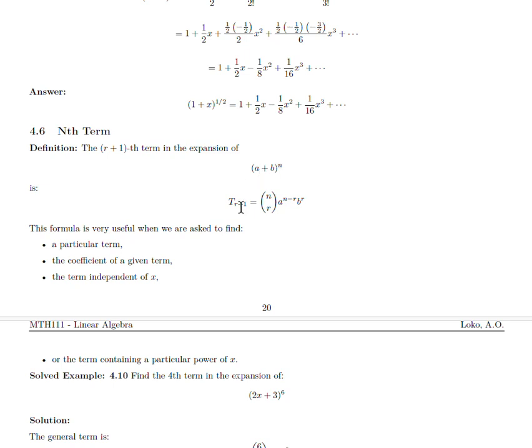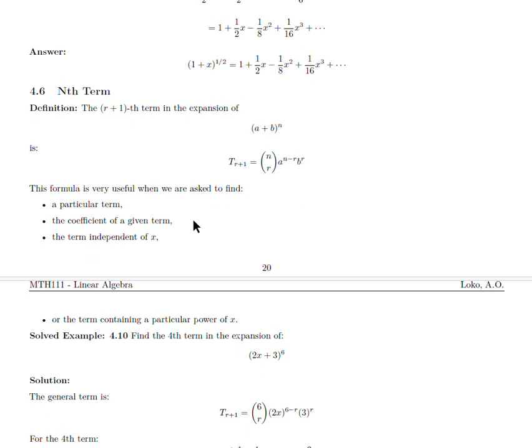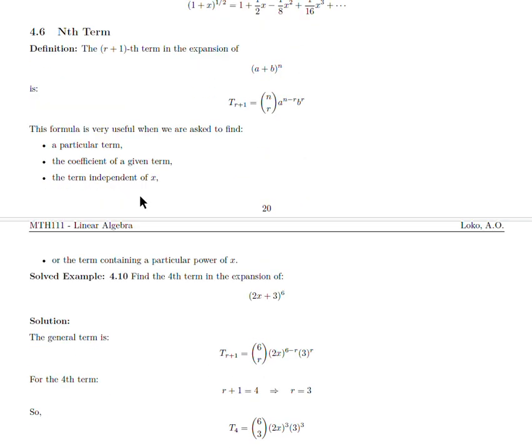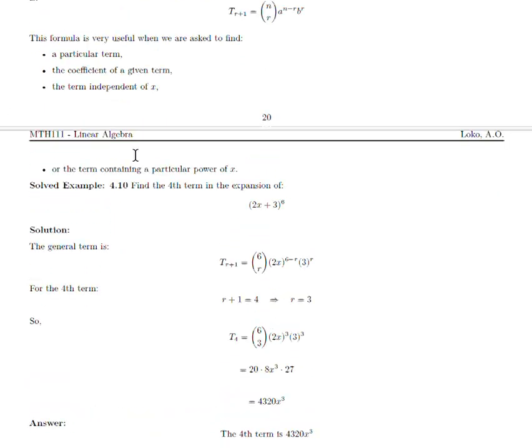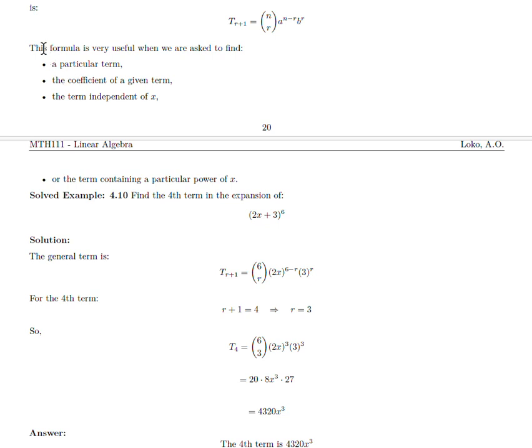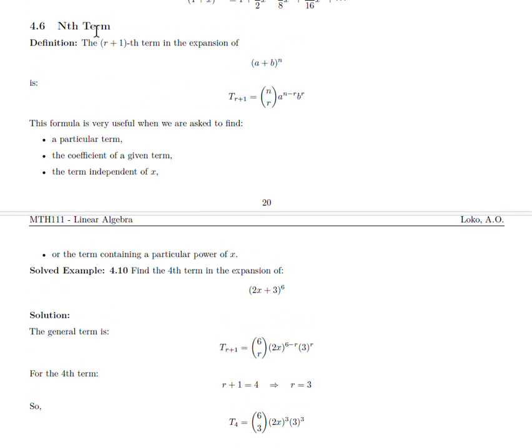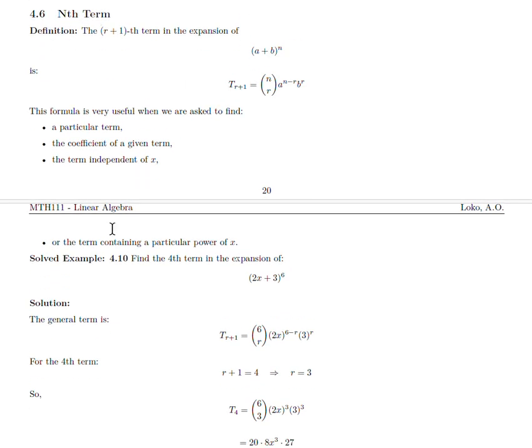For the nth term of an expansion, the r plus 1th term in the expansion of a plus b all raised to power n is that formula I told you we are coming back to. The r plus 1th term is given by n combination r times a raised to power n minus r times b raised to power r. This formula is very useful when we are asked to find a particular term, or the coefficient of a given term, or the term independent of x.